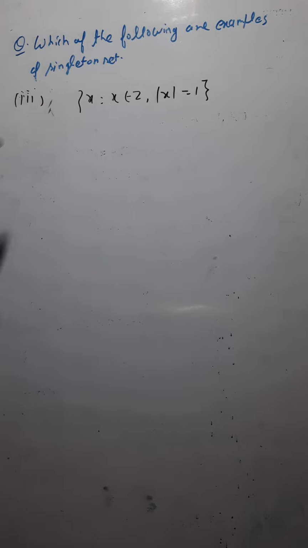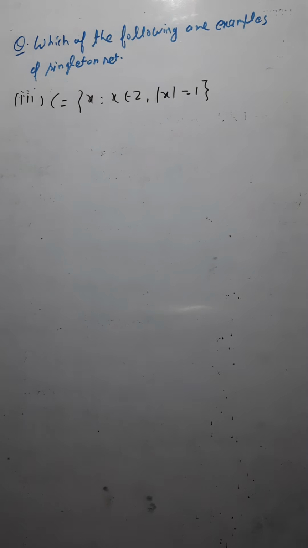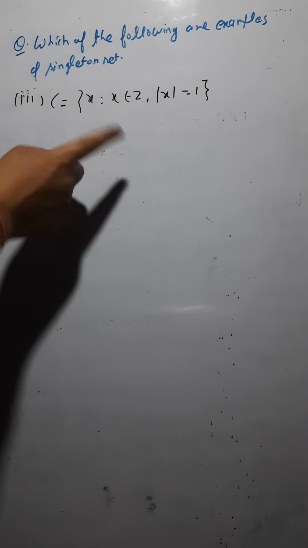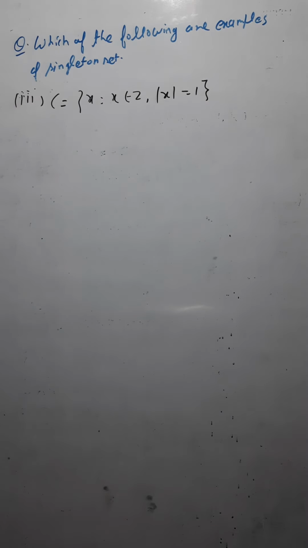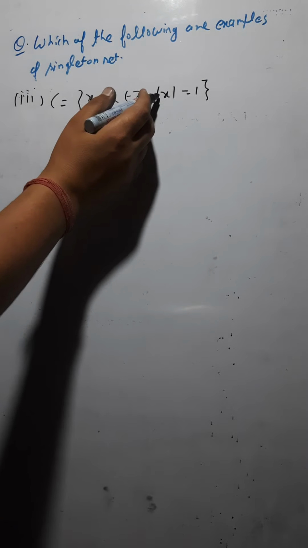Now you have the next set here. Let's say this is the set C, and this set C contains the element x such that x belongs to the set of integers again, and a condition has been given: modulus of x should be equal to 1. Modulus of x means x can be -1 also, can be +1 also, because -1 modulus is also positive.